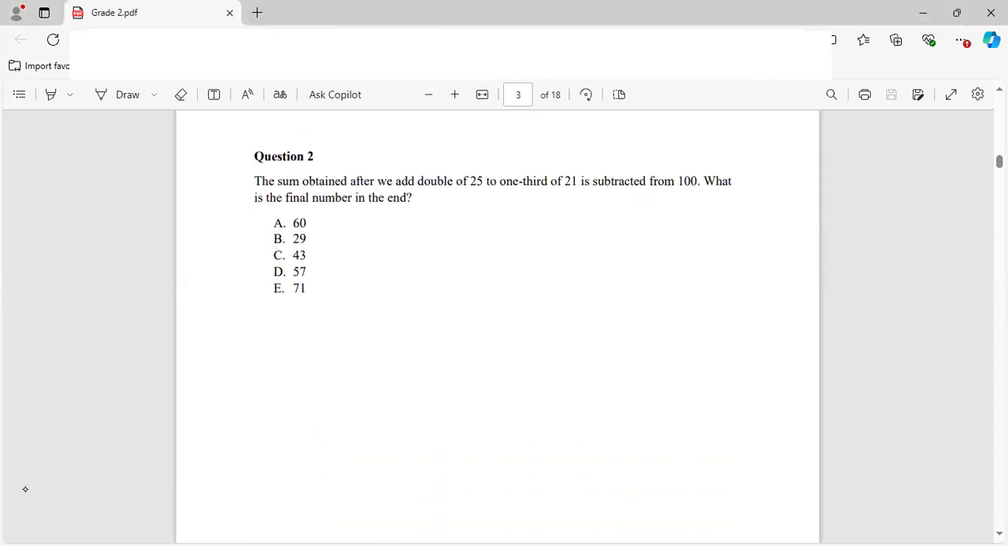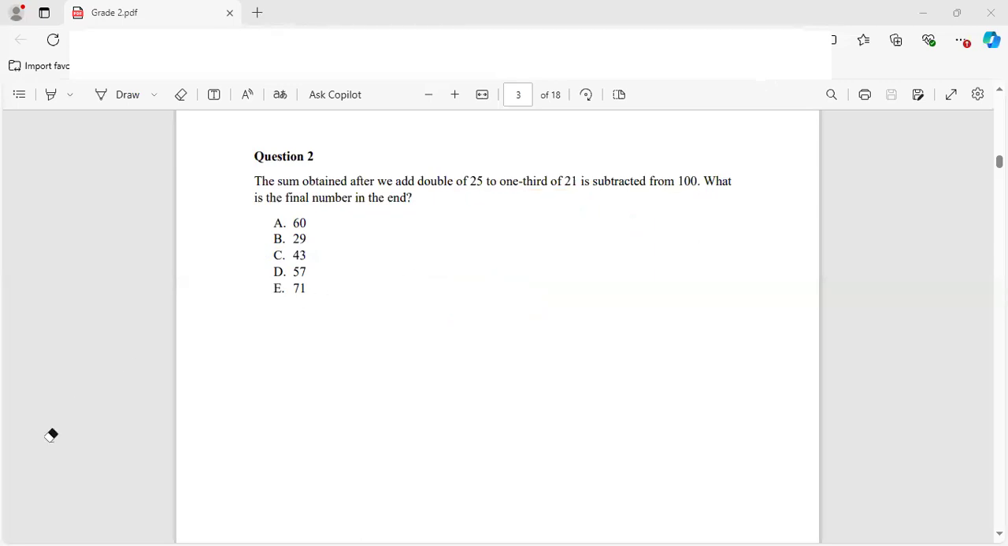Question number 2. The sum obtained after we add double of 25 to 1/3 of 21 is subtracted from 100. What is the final number in the end? So the sum obtained after we add double of 25, which is 50, to 1/3 of 21, so that is a 7. So this is the sum, 57. The sum obtained is subtracted from 100. So 100 minus 57 will give me a 43. So the answer is option C.